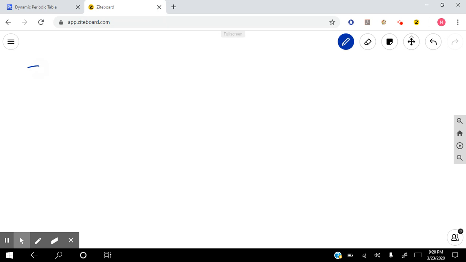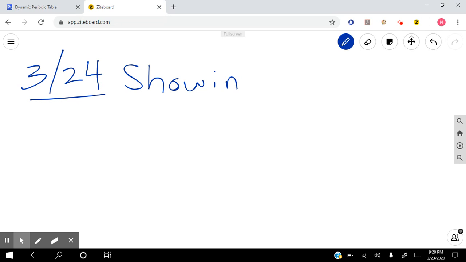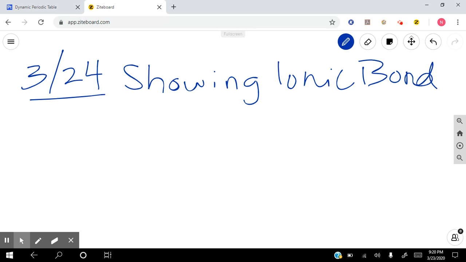So today's lesson, we'll call it 3.2.4, showing the ionic bond. There are two different types of bonding that we're going to talk about. One is called covalent, and the other type of bond is called ionic, which has the prefix ion in it, which is going to deal with positive and negative ions. So atoms that have gained or lost valence electrons.